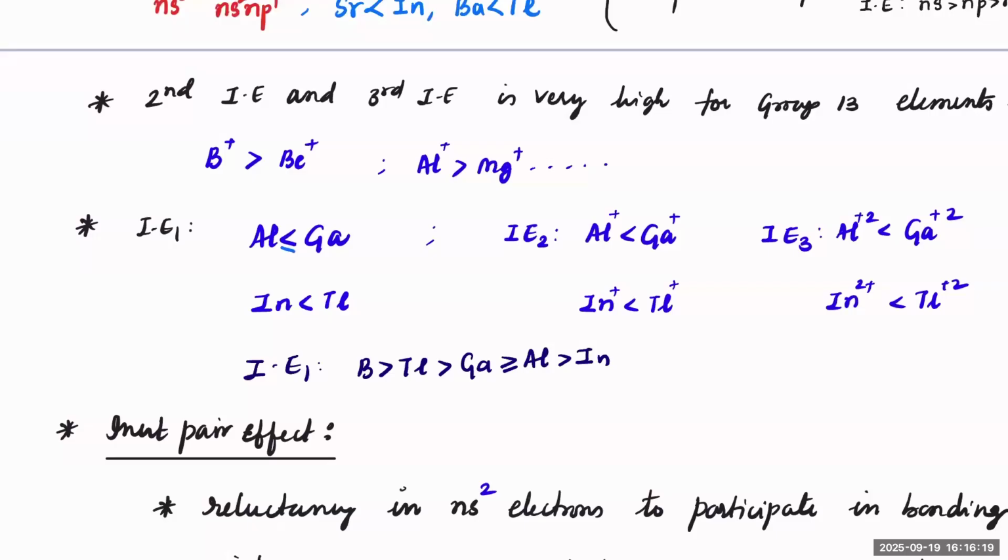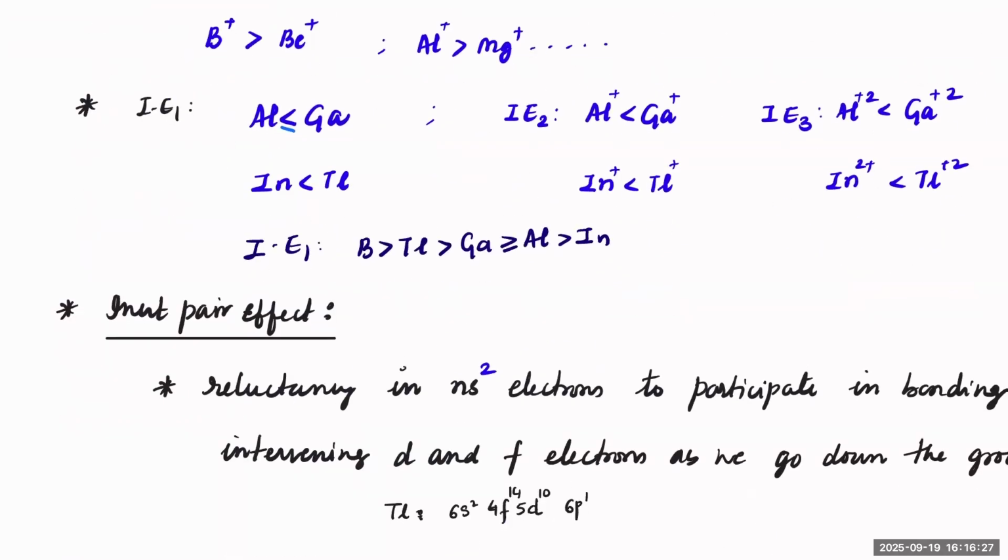But when it comes to second and third ionization, gallium will always have higher value. So overall, this is a very commonly asked trend, that is first ionization of group 13, which includes boron, thallium, gallium, aluminum, and indium. Earlier, in one of the PYQs, it was given as a statement that gallium and aluminum show almost the same ionization, which is correct. So there is no problem there.